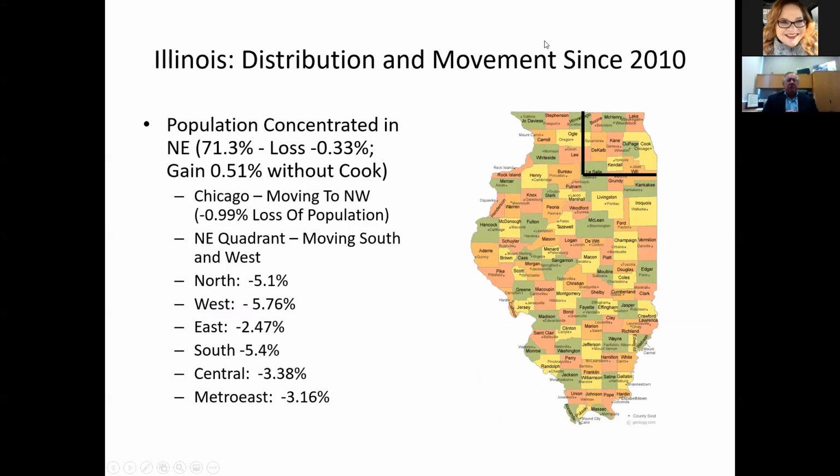With respect to the distribution of the population and some movement since 2010, population of Illinois is concentrated in the northeast quadrant. 71.3% of the population live there. Over the decade, it has lost 0.3% of its population. It would have actually gained 0.5% if we exclude Cook County.